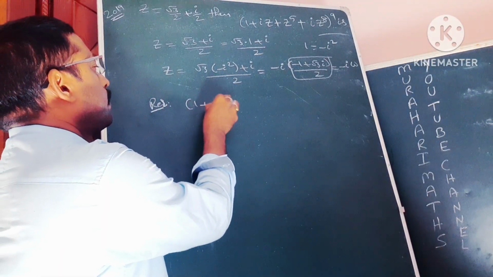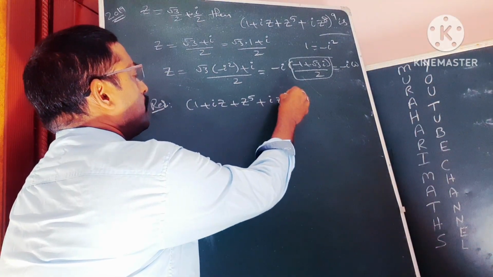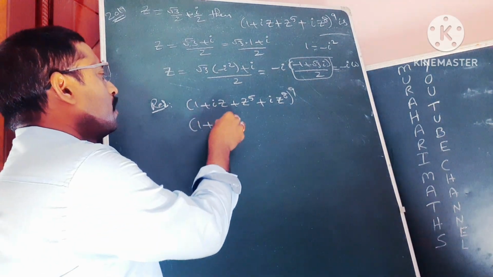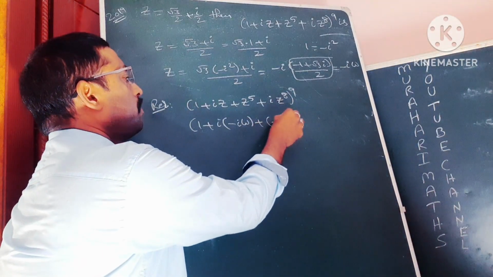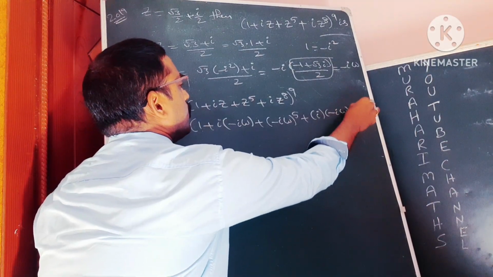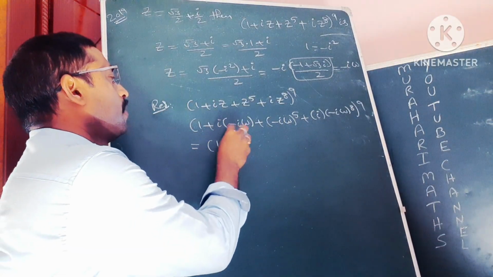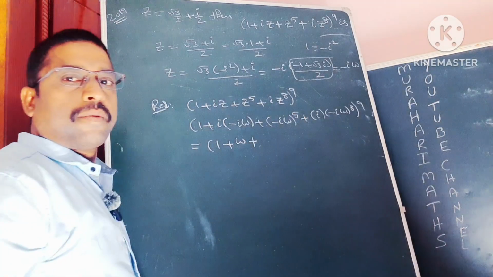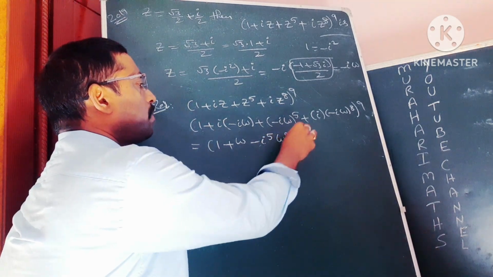Now write what is required. The requirement is (1 plus iZ plus Z to the power 5 plus iZ to the power 8) whole to the power 9. 1 plus i into the Z value, which is minus i omega, plus (minus i omega) to the power 5, plus i into (minus i omega) to the power 8, whole to the power 9. What do we get here? 1 plus, this is minus i squared, so 1 plus omega. This is (minus i omega) to the power 5, which is minus i to the power 5 omega power 5.